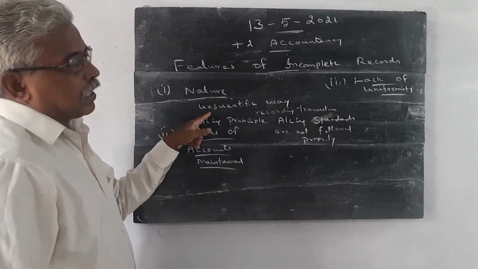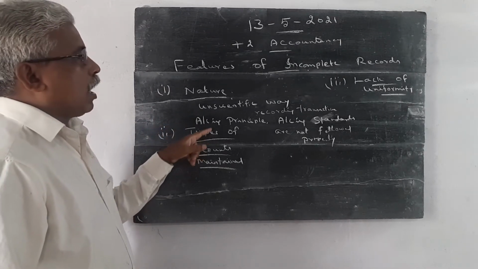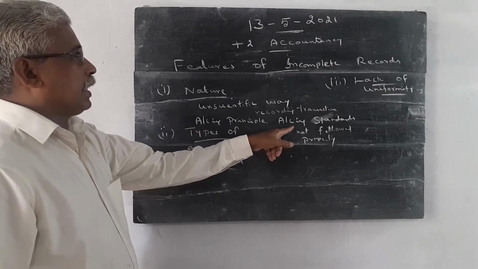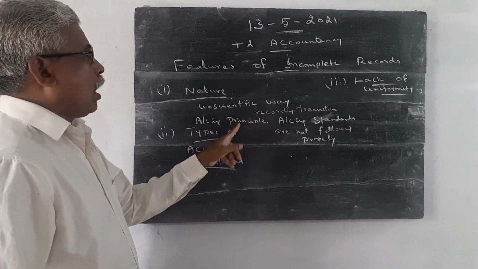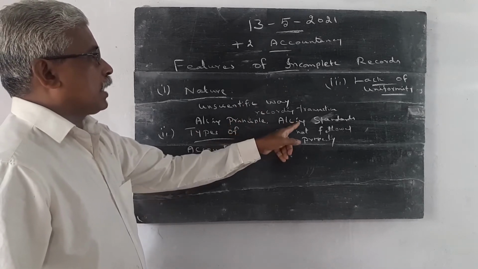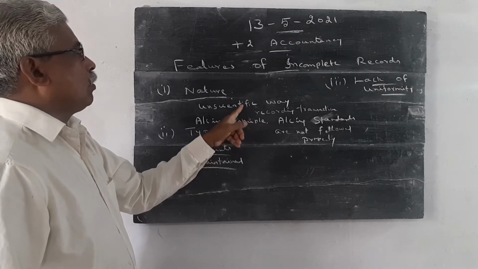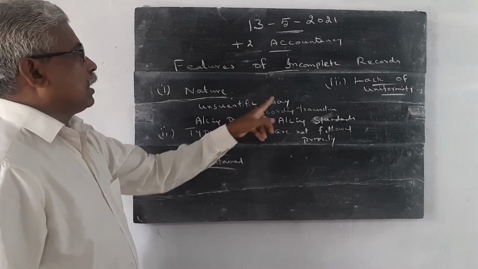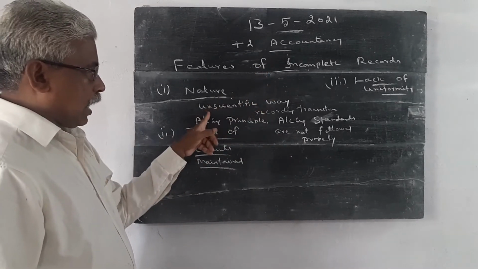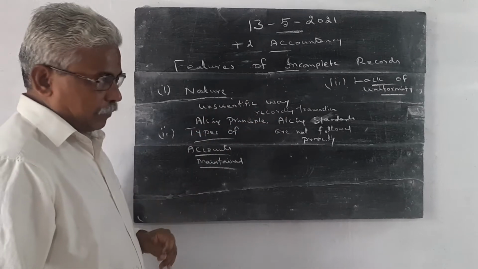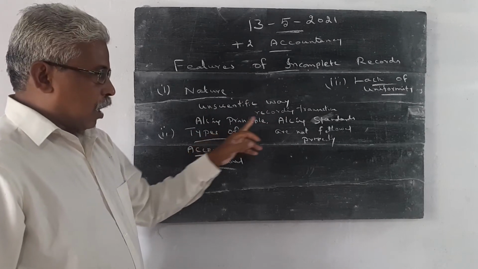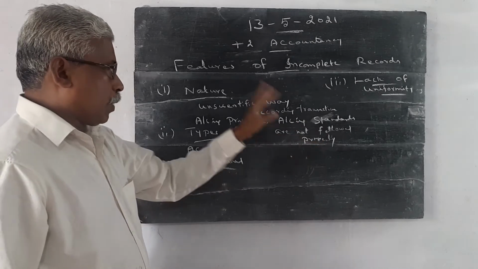Unscientific way of recording transactions, accounting principles, accounting standards. You have to develop these 3 key words. Incomplete records is an unscientific way of recording transactions. Accounting principles and accounting standards are not followed properly.